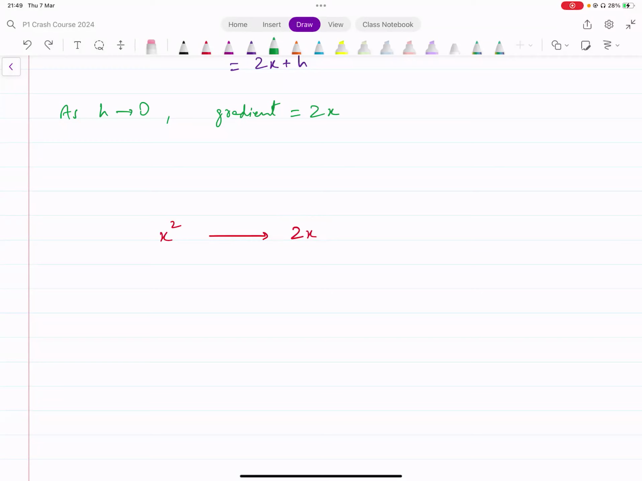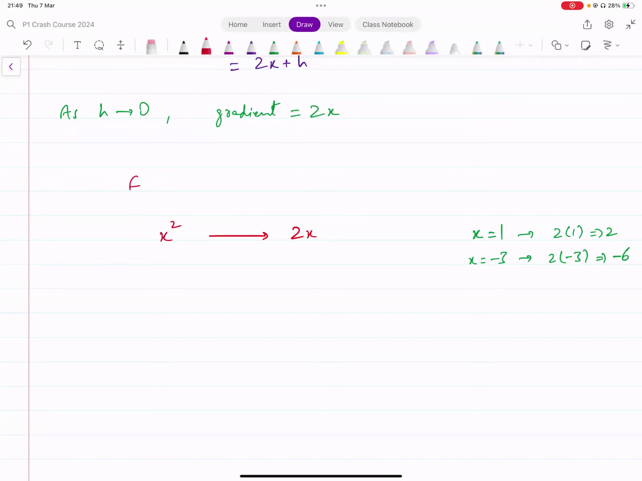So if you wanted to find the gradient at x equals 1, for instance, you would just put that here and you would say the gradient turns out to be 2 into 1, that is 2. If you want the gradient at x equals minus 3, you just put minus 3 inside this, and that gives you minus 6 as the gradient at that point.